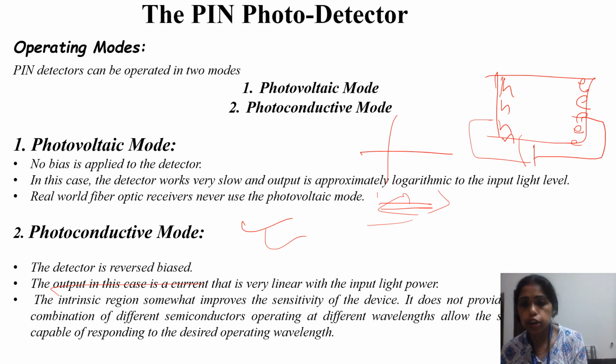In photoconductive mode, you are applying a reverse bias so that holes come out of the device and electrons come out of the device. It will produce a higher current, and due to the reverse bias the acceleration of the holes and electrons will be very high, so that we get a fast response in photoconductive mode.